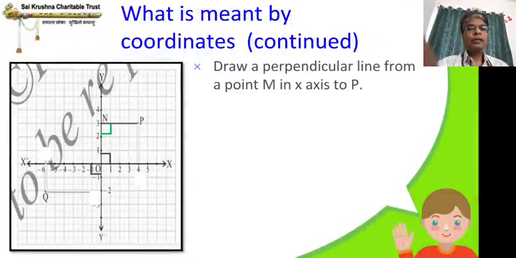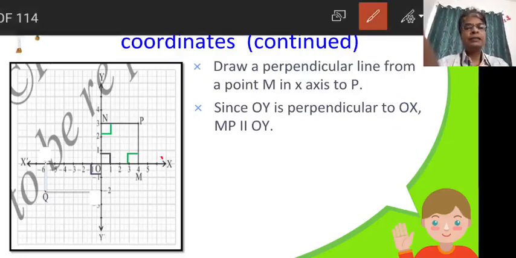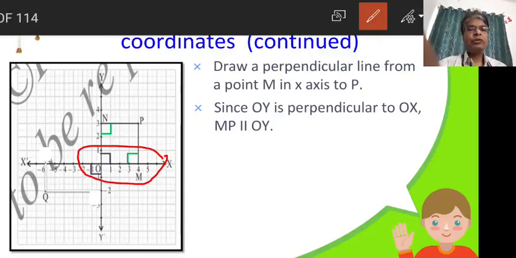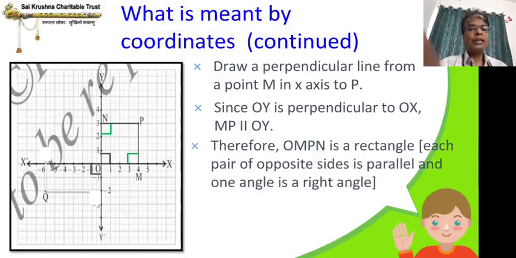Now another line, that is, we will see a perpendicular to the x-axis from a point called M. See, near 4 on the x-axis, M has come and I am drawing a line which is perpendicular to the x-axis. So what has happened now? Now OY is perpendicular to OX, because of that MP is parallel to OY, that is, this and this together make 180 degrees. Therefore MP is parallel to OY. Now let us further use whatever we have learnt earlier in the parallelogram chapter, the quadrilateral chapter. Let me show now. Therefore OMPN is a rectangle.